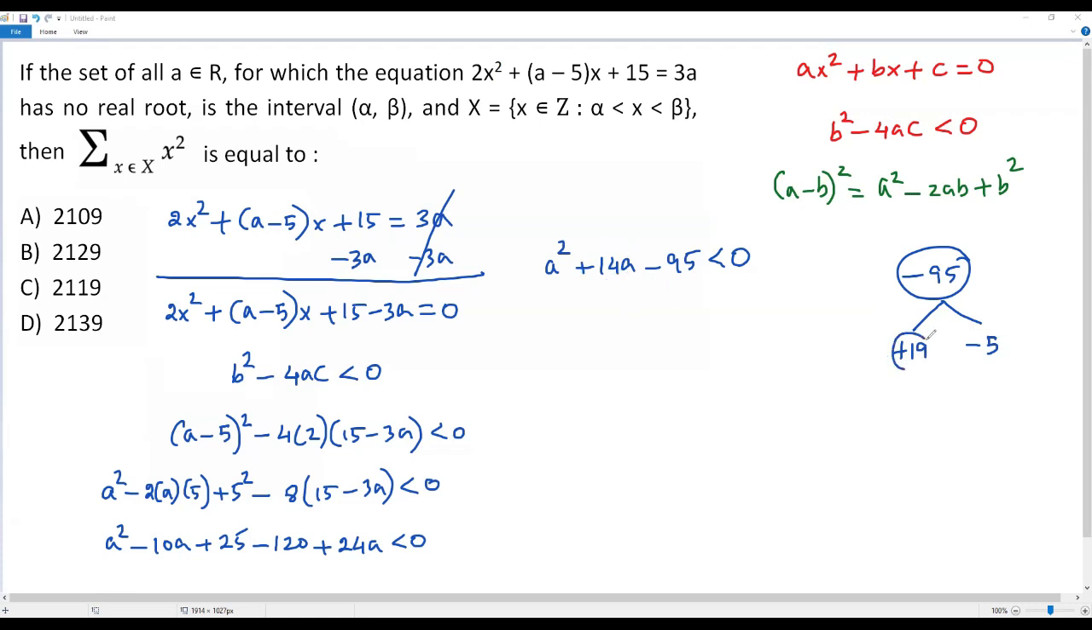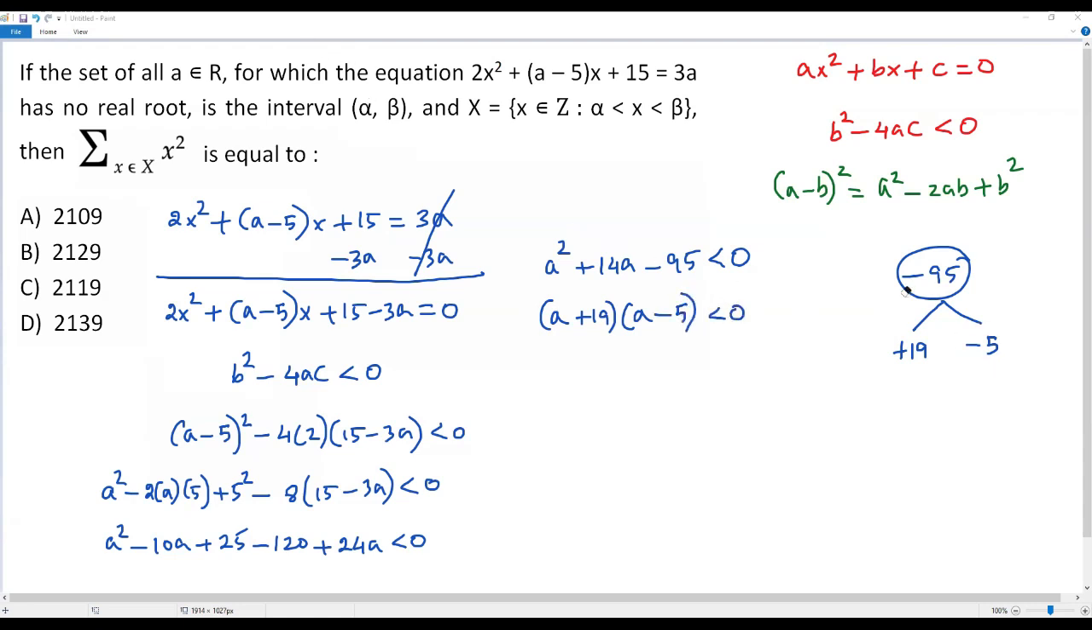Further, I have to divide both these factors by the coefficient of a square. In this case, it's 1. When I divide both the factors by 1, still I'm getting positive 19 and negative 5. Okay, now we can write the two factors of this quadratic expression. To get the first factor, we have to write a and this one, that is positive 19. To get the second factor, we have to write a and this one, that is negative 5, less than 0.